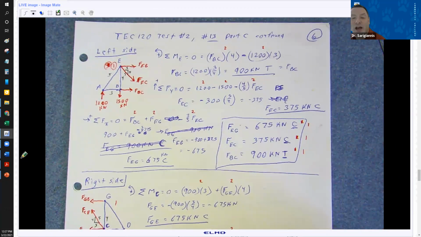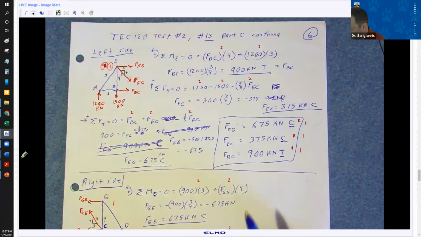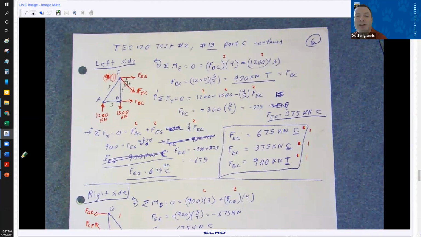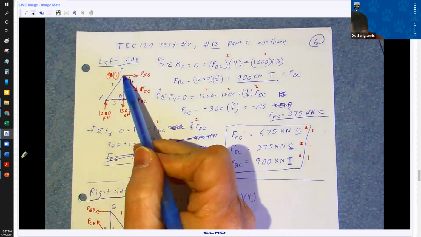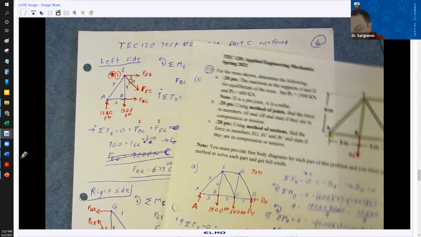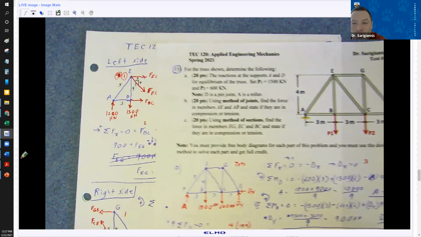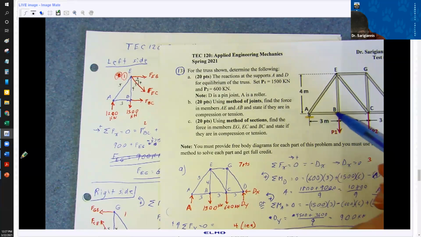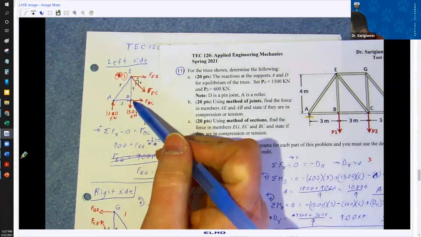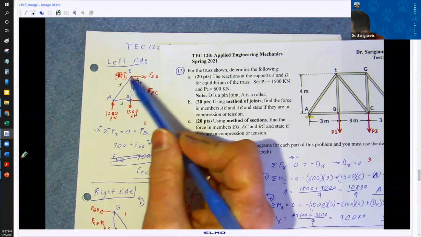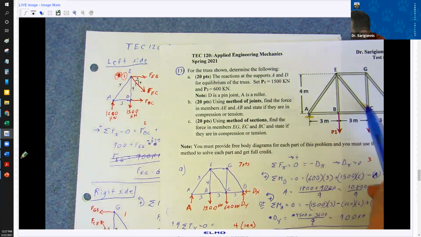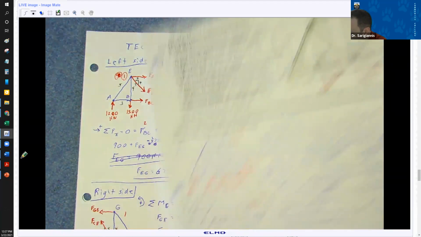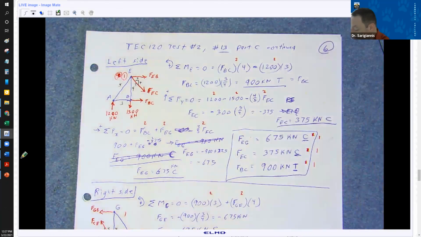This is taking the left side. And then you could also do it taking the right side. Let's focus on just the left side. I've got AE, AB, and EB. Those are the struts I have. This is the frame I have. EG, EC, and BC, I'm replacing with tension forces because I don't know how they're acting.